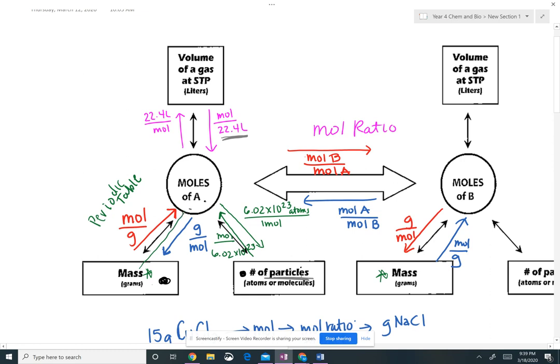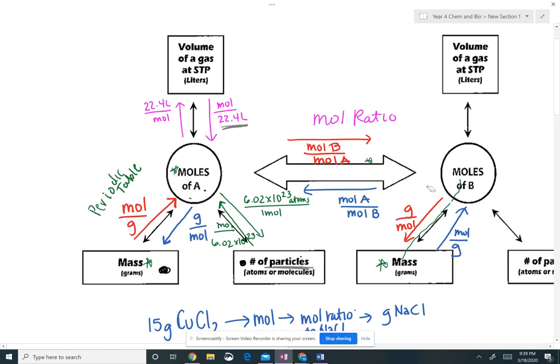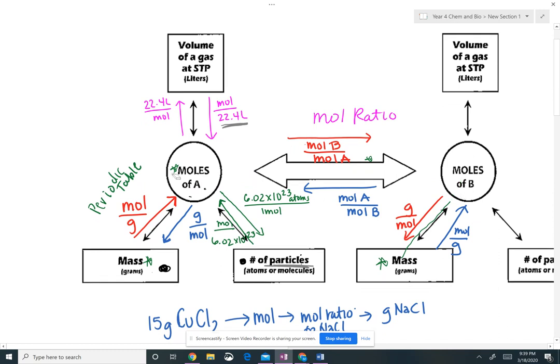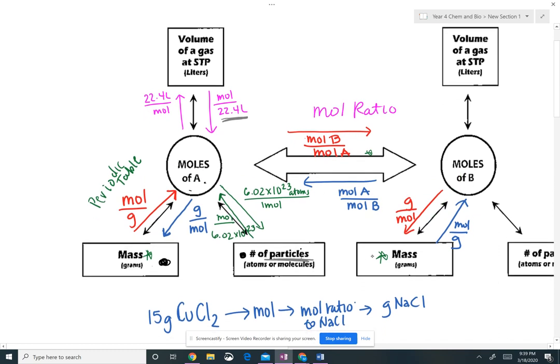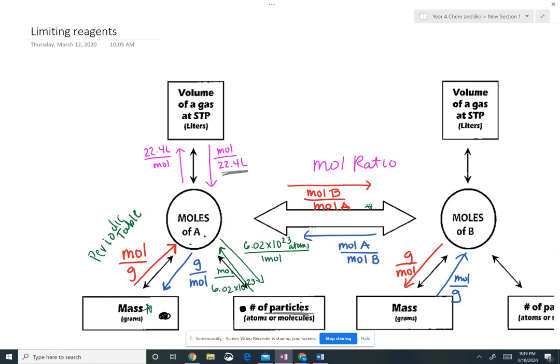So in order to do that, I'm going to go to moles of A, and then I'm going to do the mole ratio. Then I'll get moles of B, and then I'm going to go all the way to mass in grams. So that's the path that I'm going to be following. You will see that I have 1, 2, 3 conversions that I have to do. So I am going to get to work on those 3 conversions, and then we will talk about some of these things a little bit more.